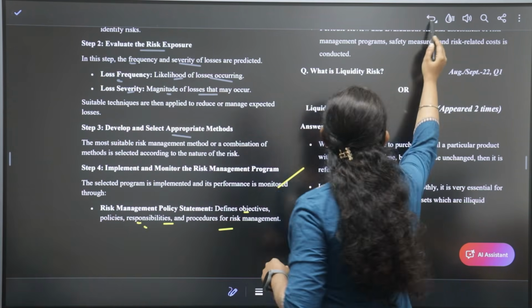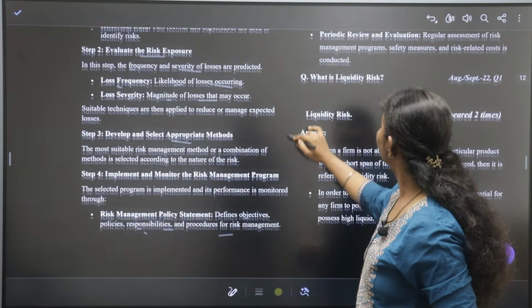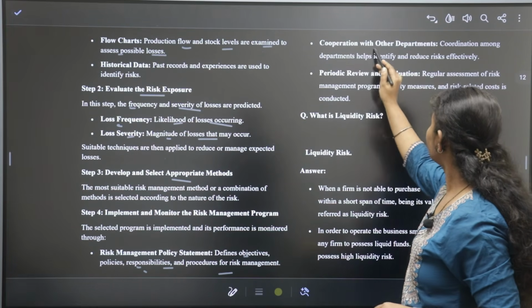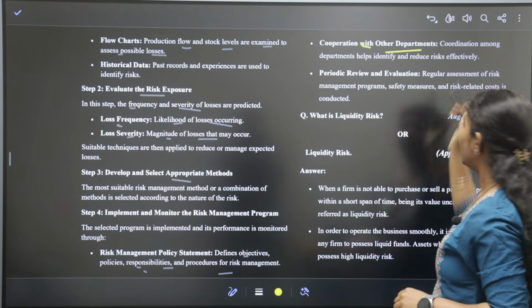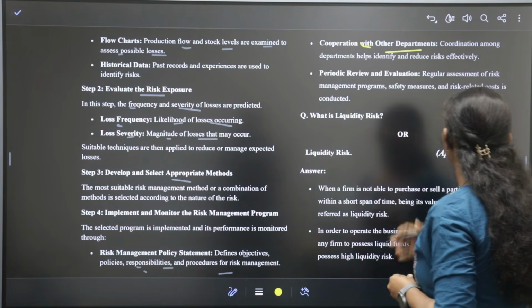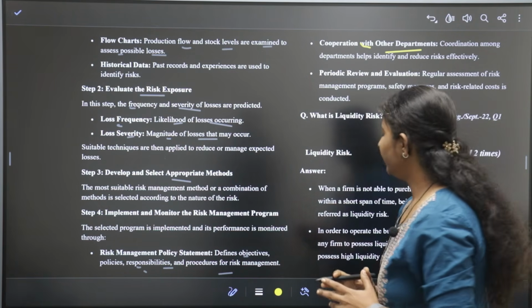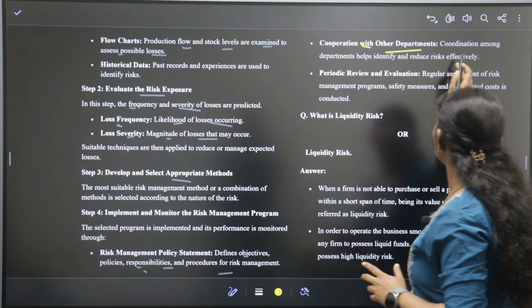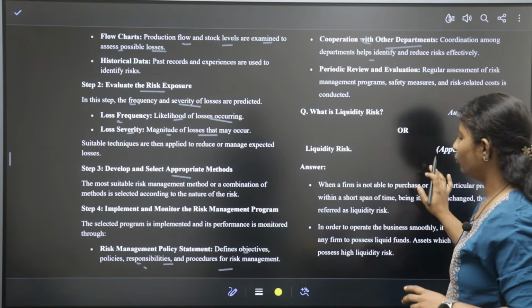And next, in the fourth step we have cooperation with other departments. We also need to cooperate with the other departments in the company. Different types of departments and functions are involved, so coordination and cooperation are very important for implementing and controlling things. Coordination among all the departments helps in identifying the risk effectively.